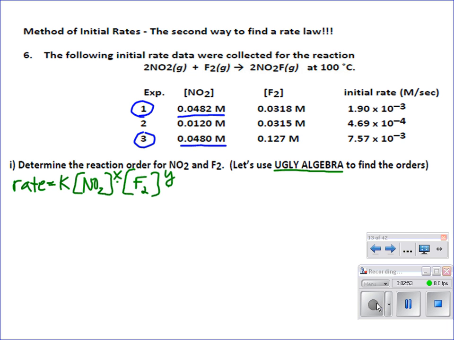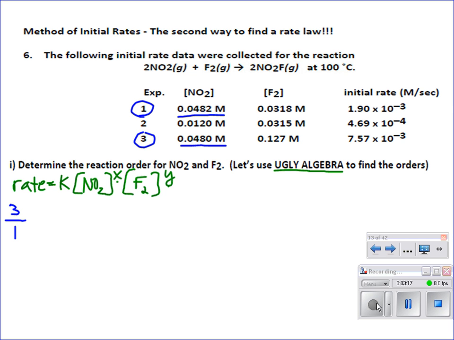All right, so what I'm going to do, and just bear with me, is do what I say right now, and then you'll see why in a second. I'm going to take the one with the bigger rate and place it on top. I'm going to divide the 2 rate laws by each other. What does that mean? Well, I'm going to take experiment 3, put it on top because it has a larger rate, and I'm going to plug in everything I can into the skeleton of the rate law.